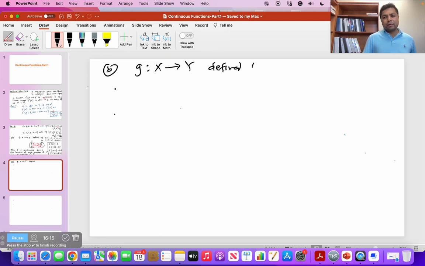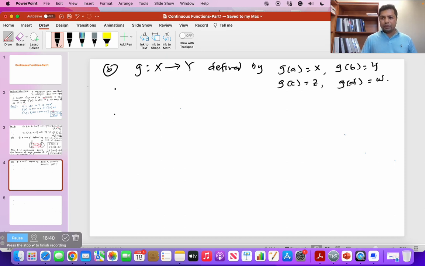defined by g: the image of a is x and the image of b is y. Still our X and Y are the same as in the first example, and the image of c is z, and the image of d is w. So let's take a look using the diagram here.